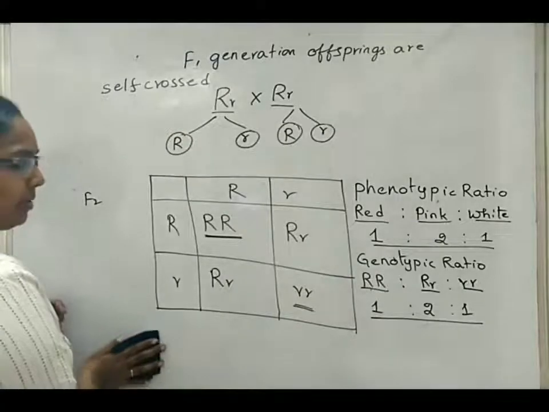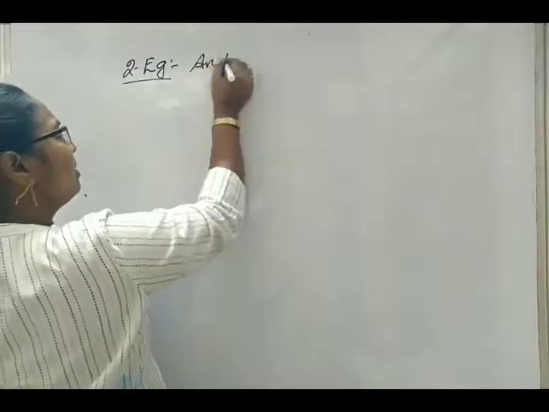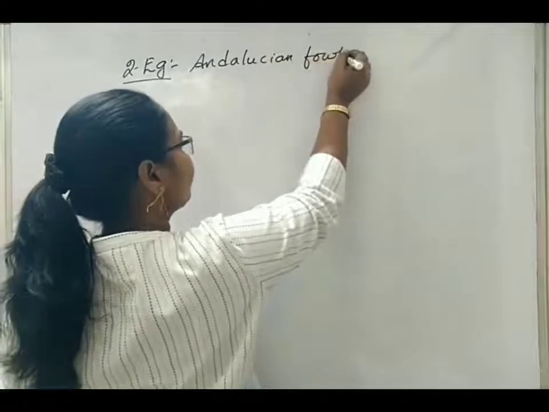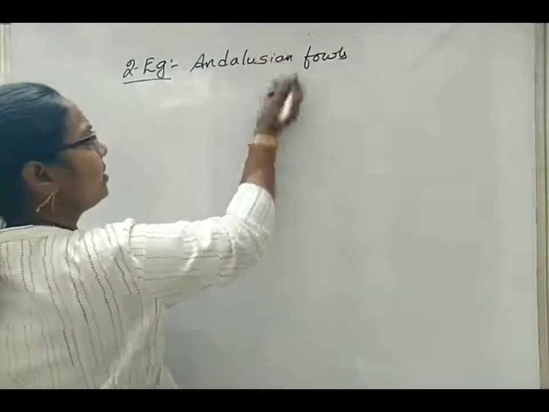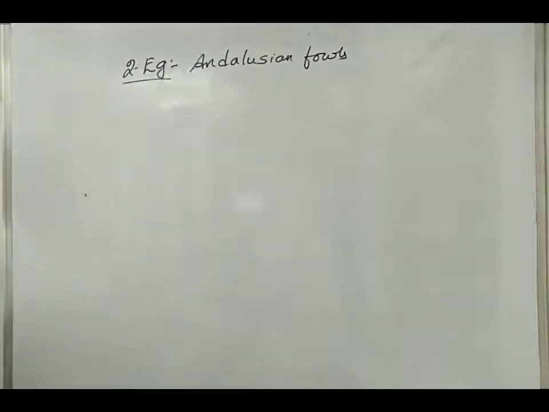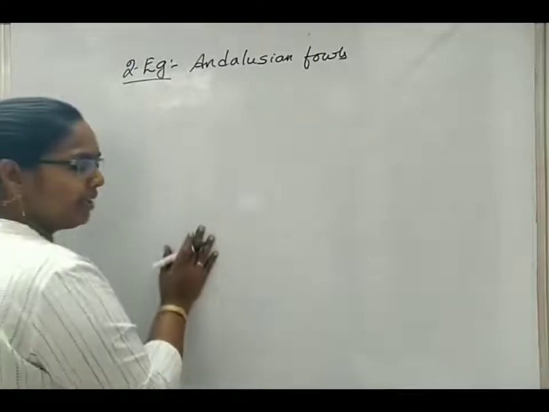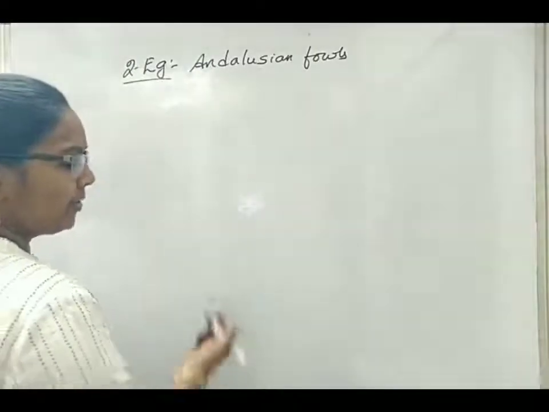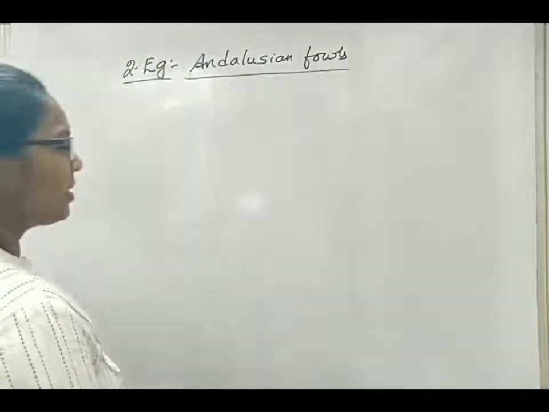Next, we will see another example, that is about Andalusian fowls. Now, your spelling is S, I think so. Andalusian fowls. If we explain this in the form of the previous representation, like by drawing the Punnett square in F1 and F2, we will see what type of phenotypes and genotypes are being expressed.